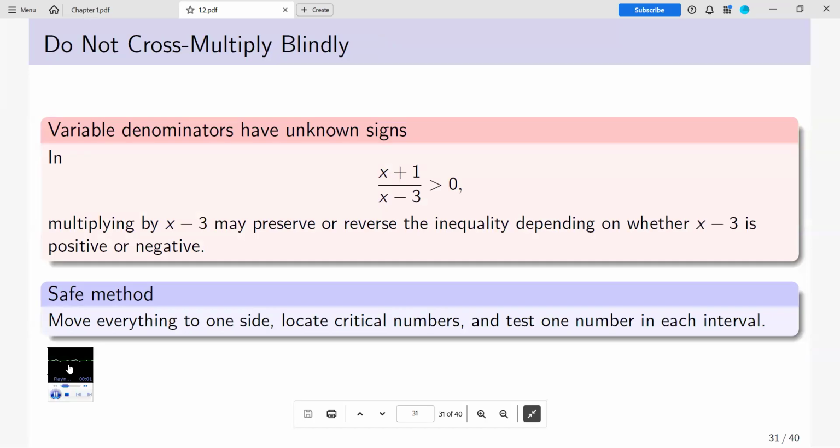Cross multiplication is unsafe when the denominator's sign is unknown. A test number analysis handles the positive and negative cases automatically. Blind cross multiplication is less a shortcut and more an algebraic blunder.